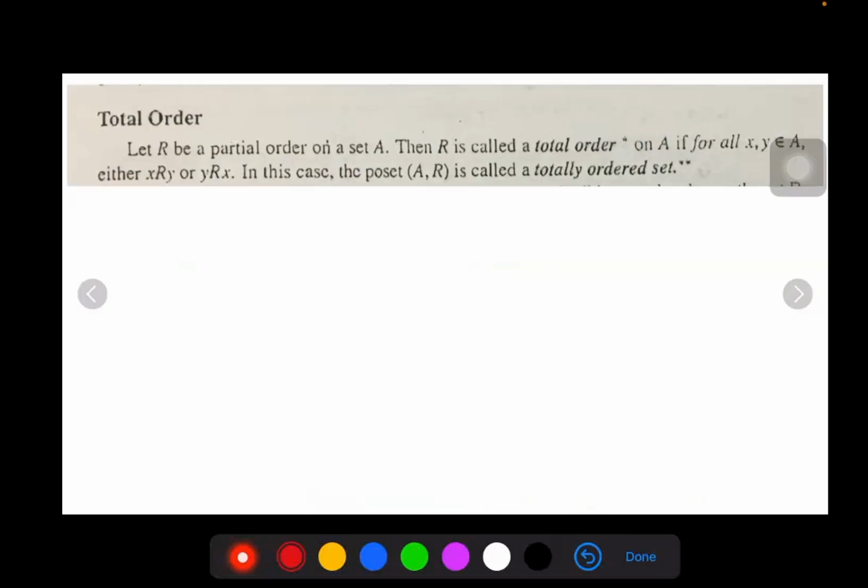So we'll understand what a partial order on a set is, and when it has to be called a total order on A. The condition is, for all elements x, y in A, either x is related to y or y is related to x. Any one must be there, and that is called a total order. A is a totally ordered set.